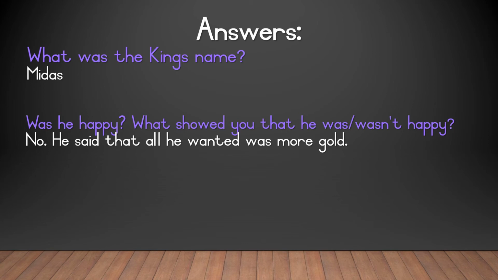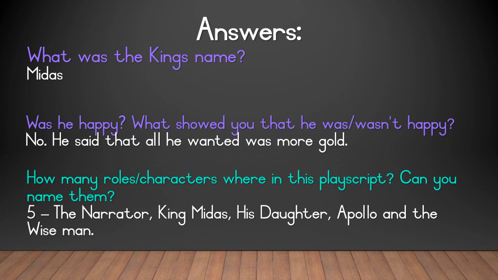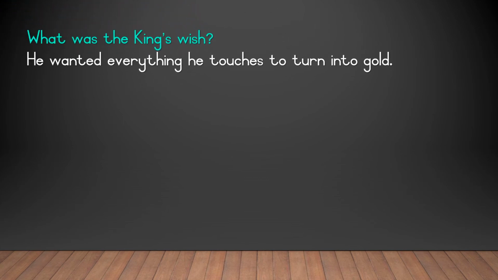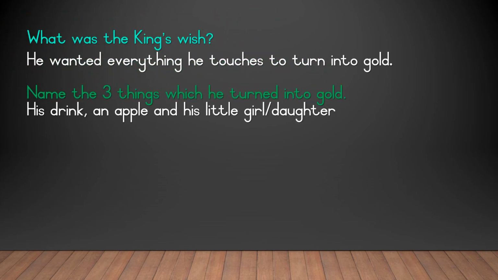Then third question. How many roles or characters were in the play script? Can you name them? Now there were 5 characters in the play script. First one, the narrator, King Midas, his daughter, Apollo, and the wise man. Question number 4. What was the king's wish? The king's wish was he wanted everything he touches to turn into gold. Question number 5. Name the 3 things which he turned into gold. His drink, an apple, and his little girl or daughter.